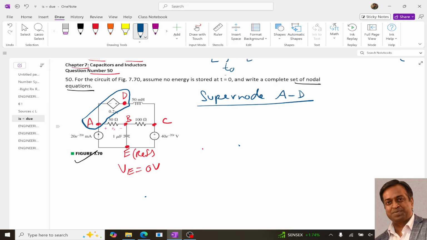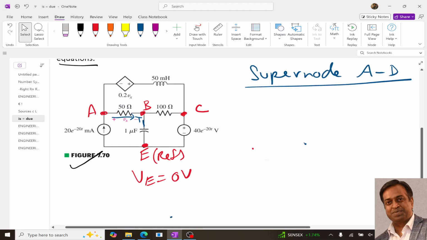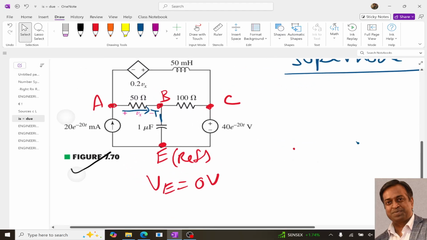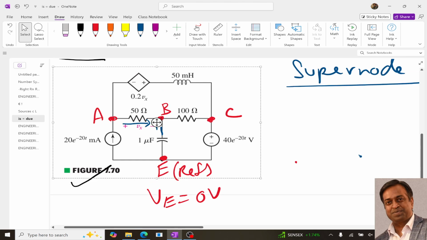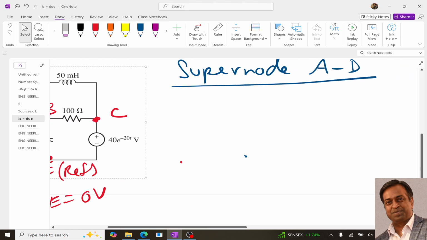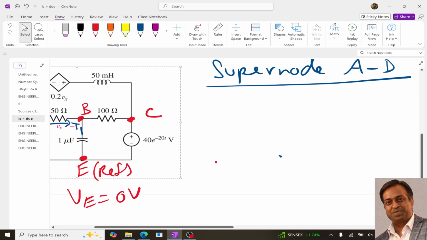How? Here, let this current be I1, right? If this is I1, let me redraw this circuit, or let me zoom it so that it will be clear. Just a minute. Yes, now it is okay.